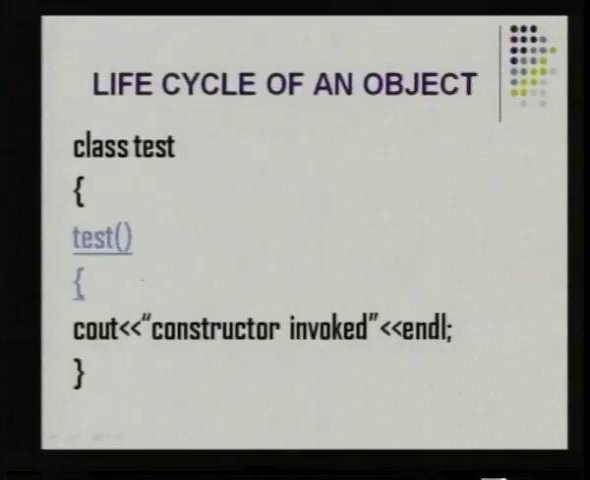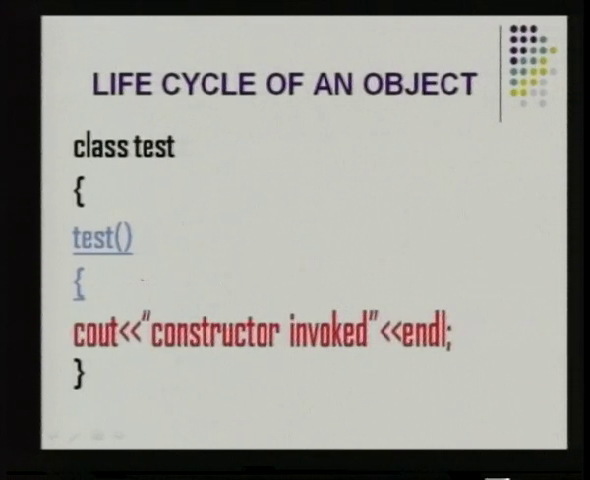So, here you are having this test class, you are opening the class body. This is nothing but a constructor because it is having the same name as the class name. You are opening the constructor function, and here you are not having any initialization, you are simply printing one line: constructor invoked. Now, this is generally not done in constructors.